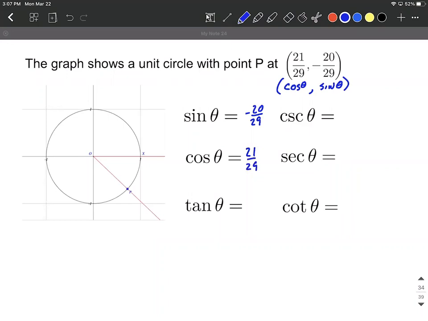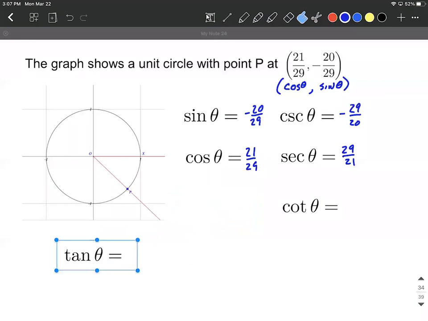I'll come back to the tangent in just a second, but remember that cosecant and secant are reciprocal identities with sine and cosine. So cosecant is when you take the reciprocal of sine. So what we're going to do is invert it. We're going to go 29/20. And then secant is the reciprocal of cosine. So that's 29/21. Those aren't that bad to get.